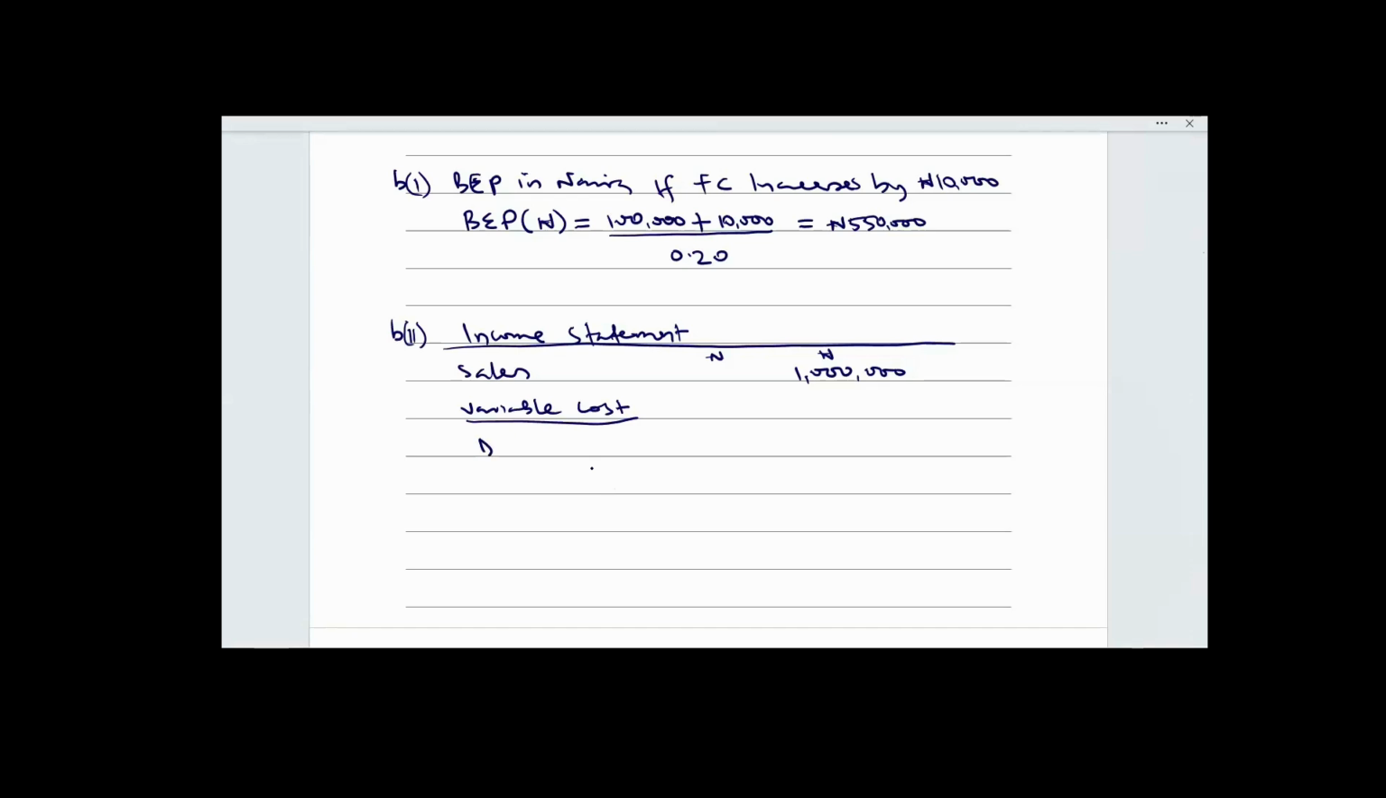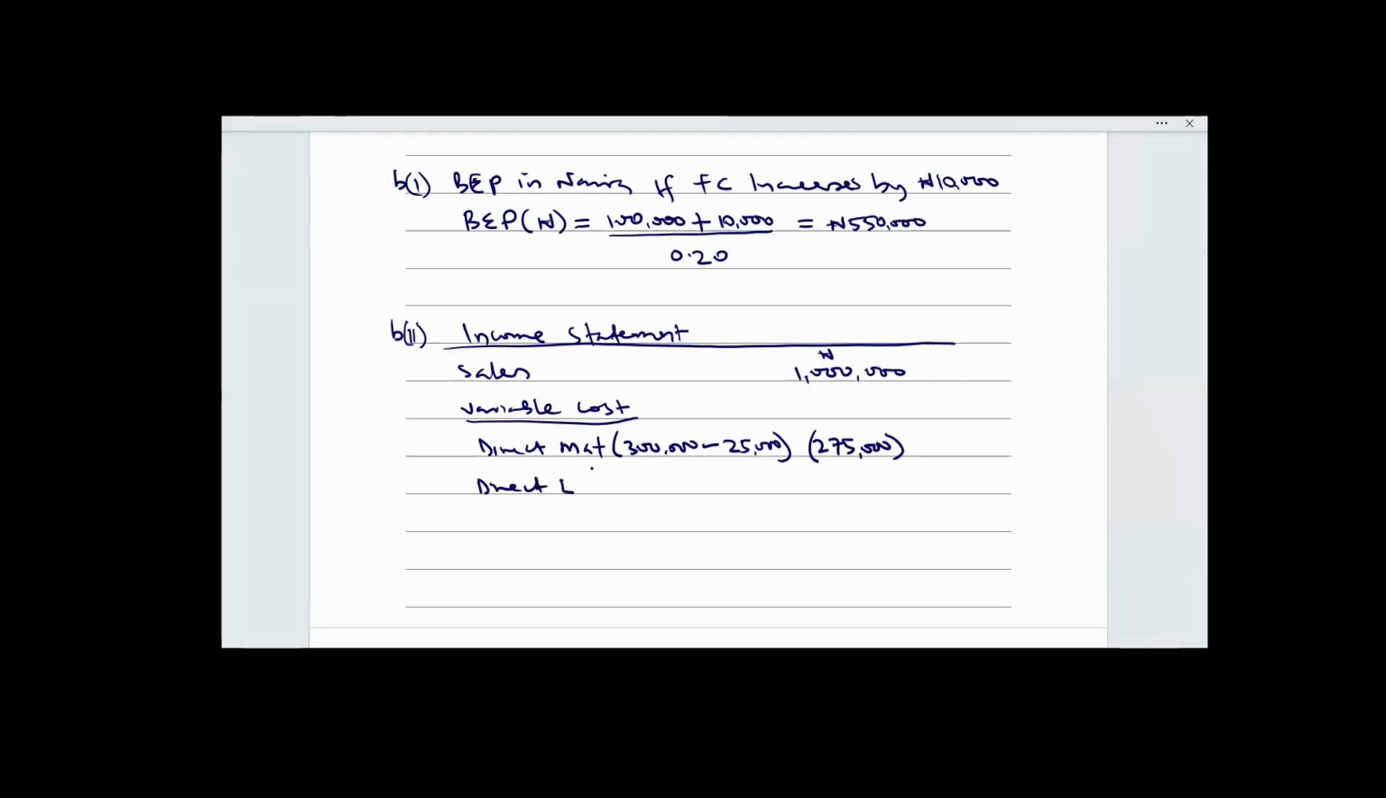Direct material. Original direct material is 300,000 minus 25,000 that you want to save. So we have a balance. You have a balance of, sorry, 275,000. You also have direct labor of 300,000.